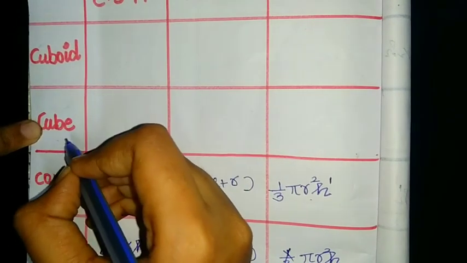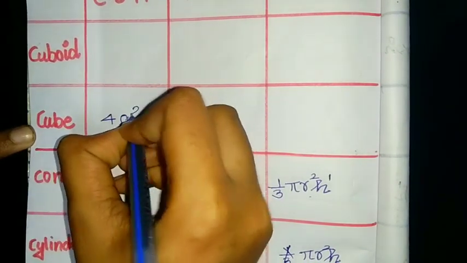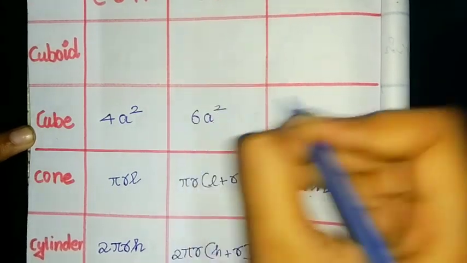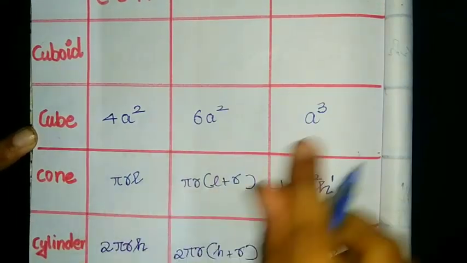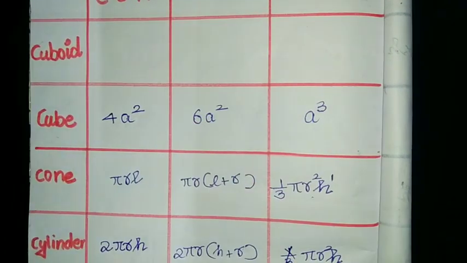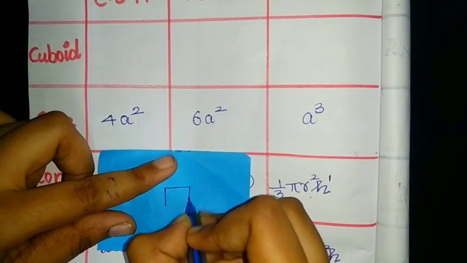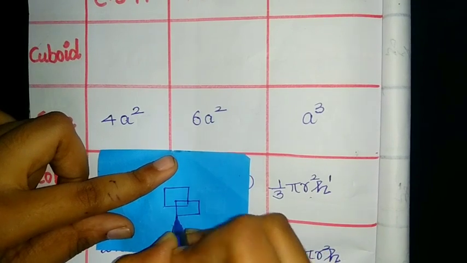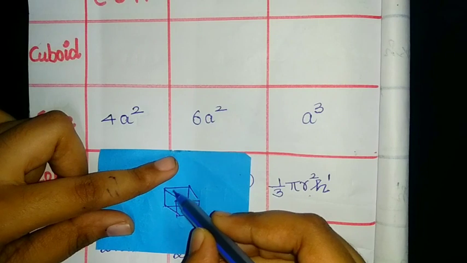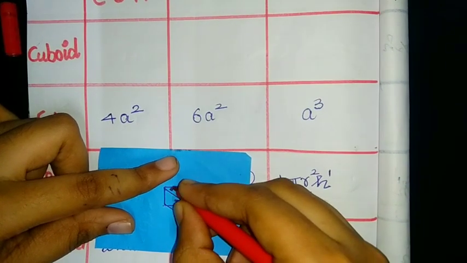CSA of cube will be 4a square. This will be 6a square. This is a cube. I guess you will remember this. How you will remember these two, I will tell you, very simple. Now see here. Let me draw a cube which looks like this. You can simply say this is your top part.